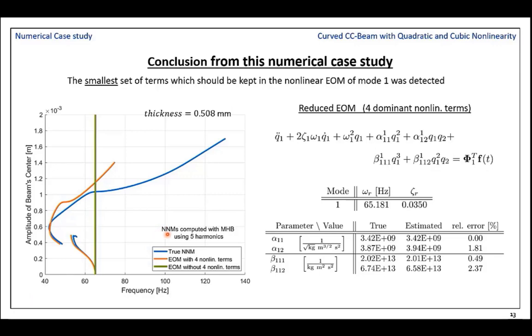As illustrated in the chart, the curve obtained using only the dominant terms matches well with the true NNM over a large range of the motion amplitudes, up to 2 times the beam thickness. Moreover, if the dominant terms are excluded, then the normal mode is vibration level independent, which indicates that the system starts behaving linearly when the dominant terms are removed.